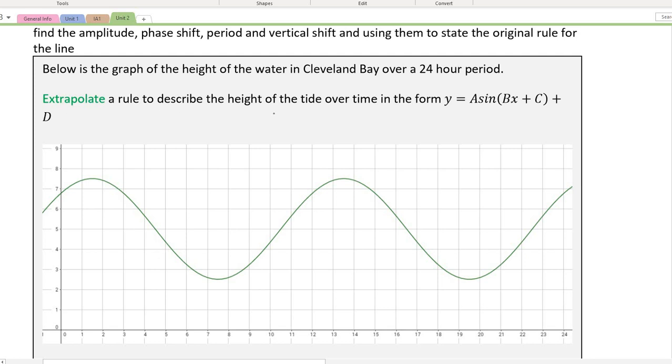So we're going to extrapolate a rule to describe the height of the tide over time in the form of y equals a sine bx plus c plus d. Now, I've obviously told you that we're using sine for this rule. Could we use cos? Yeah, sine is just cos with a phase shift. So we could make an identical cos rule, but it would just have a different phase shift, a different c value, and then it'd all work out fine. Cool. So guys, we have 4 things we need to find. We need to find my A, my B, my C, and my D.